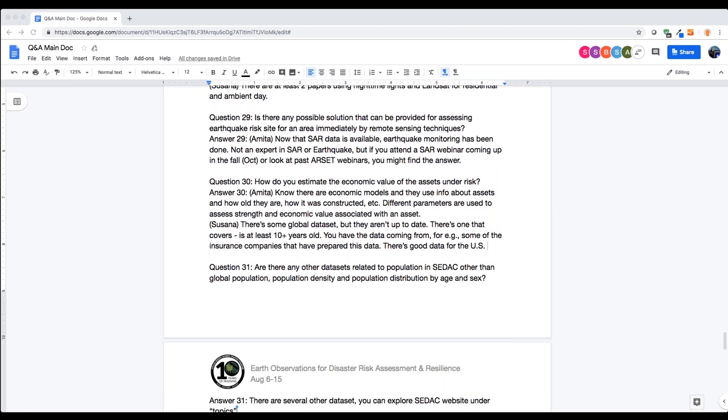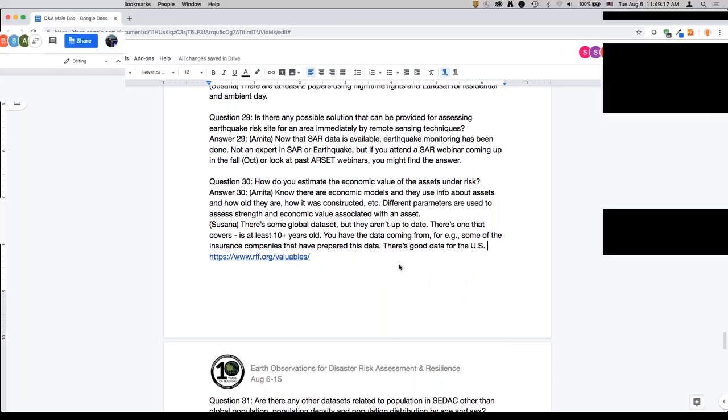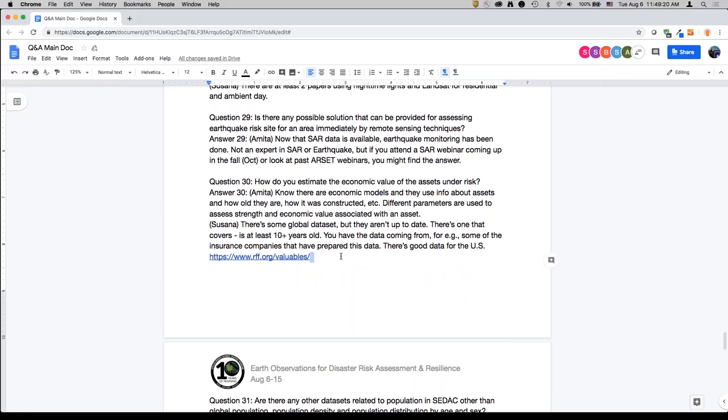It's just that the resolution is not always as high as you would like, and it depends on how you value the asset. Exactly what Amita was saying. It depends if you are looking at different structure damage, or if you are looking at other kinds of economic impacts, like labor market or work days.